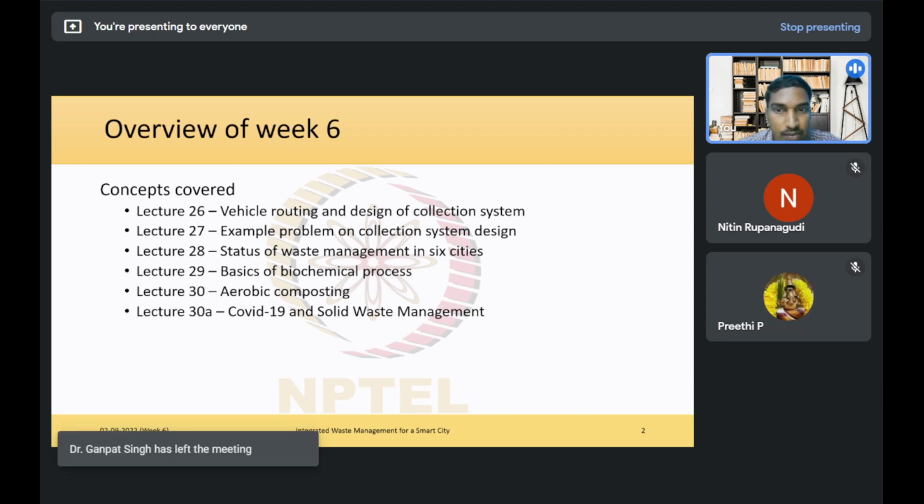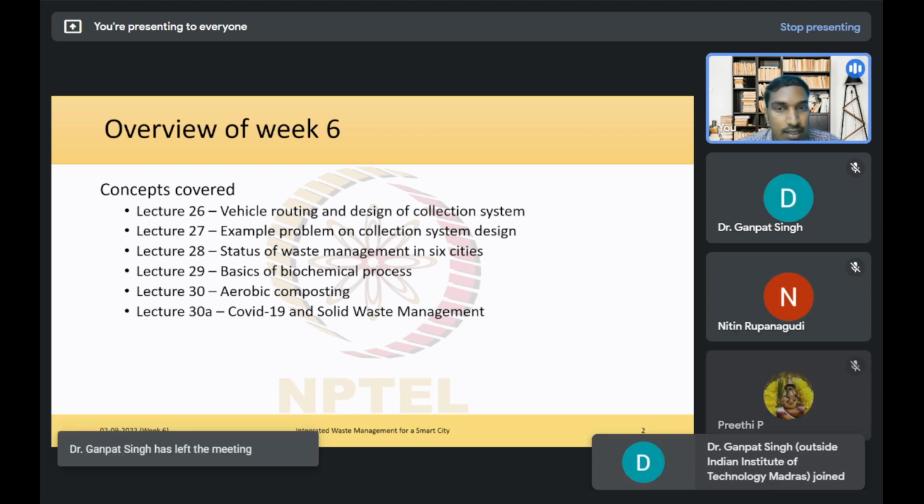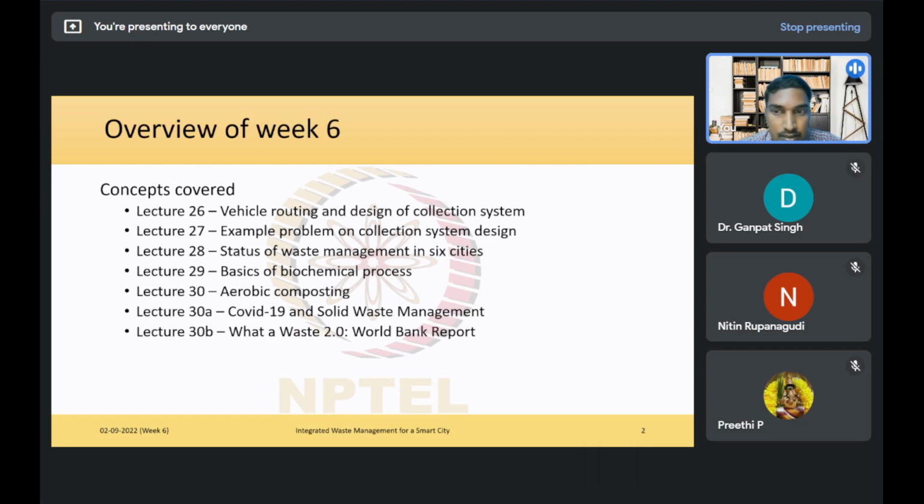Lecture 30A was about the impact of COVID-19 on solid waste management, and how it affected the different aspects of solid waste management. In the second additional lecture, 30B, we looked at the World Bank report called What a Waste 2.0, which gave us a summary of the status of waste management across the world, in different regions, and how things were standing before the COVID times. So that was the overview of what we learned in week 6.